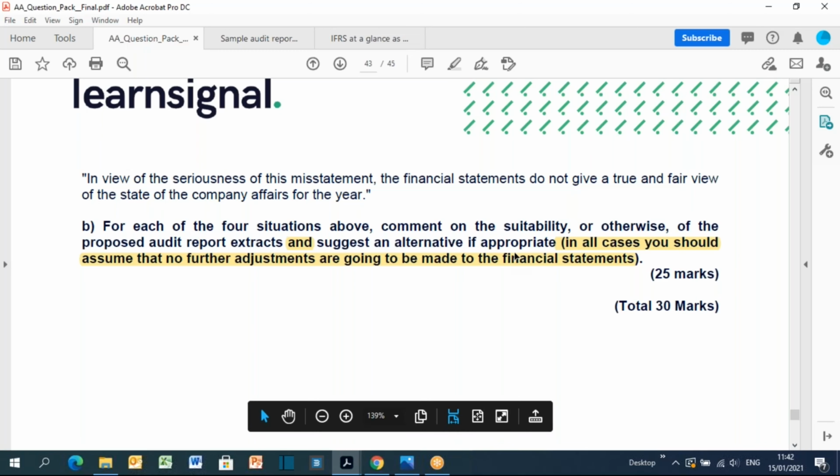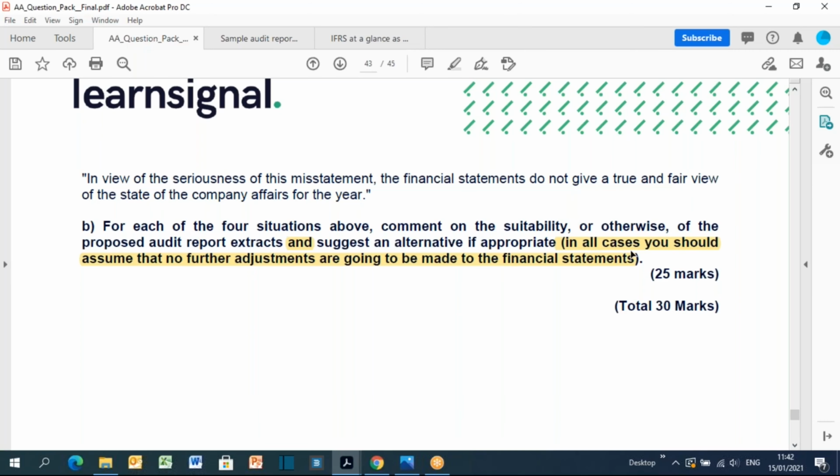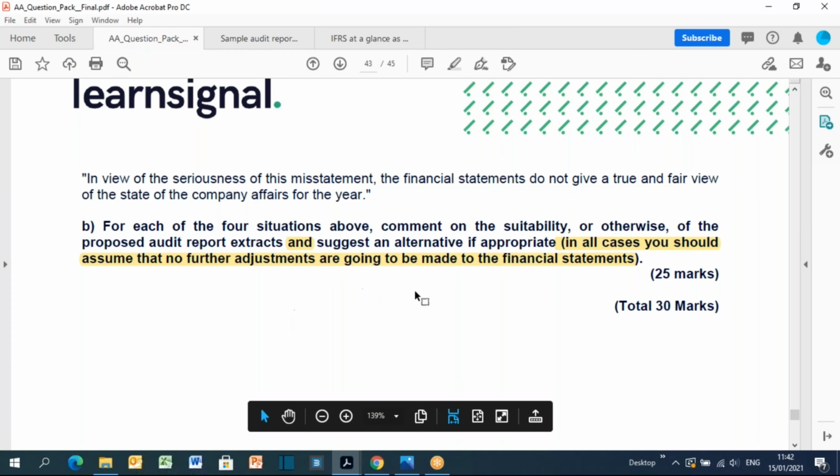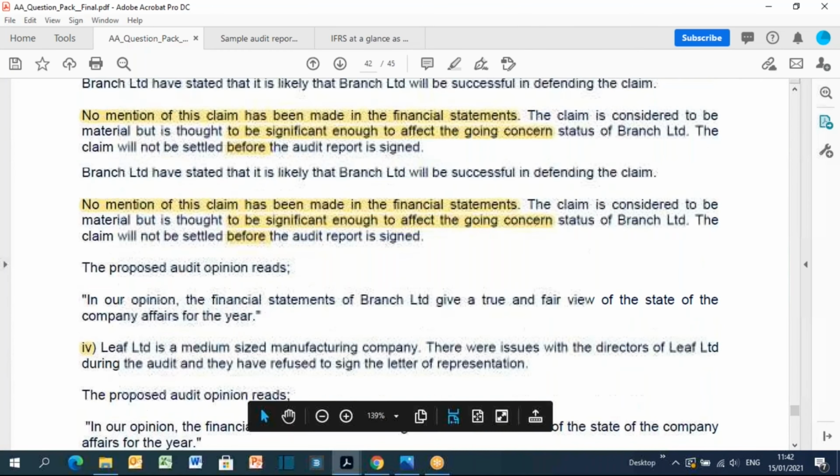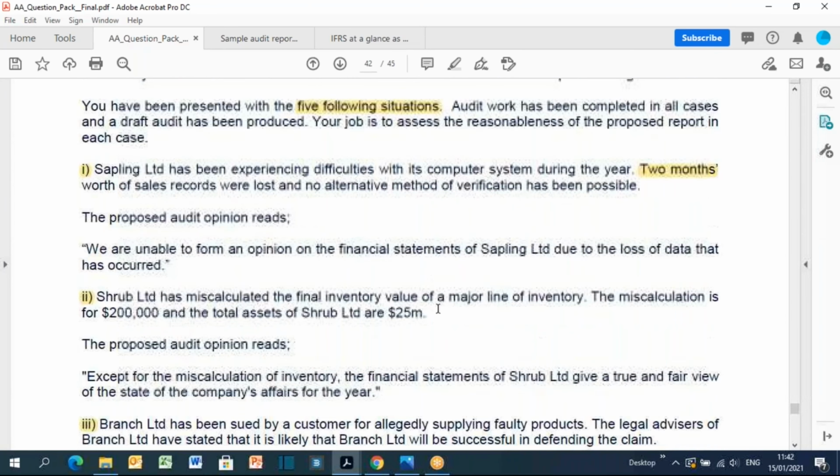But remember, read the question carefully in the exam, because this sentence says, in all cases, you should assume that no further adjustments are going to be made to the financial statements. Maybe in the exam you don't read this part and you start waffling that the auditor should talk to management to adjust the financial statements, but the examiner said you should not assume that there are going to be adjustments. There are no adjustments to be done. So remember this part when we go through these questions.